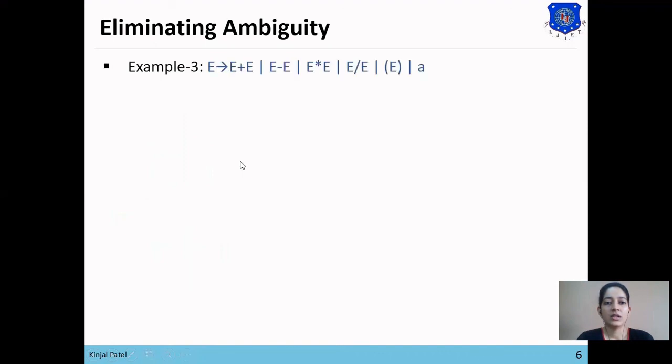Now third example. So in third example, plus, minus, star, division and brackets, 5 operators have been used. Now we already know that plus and minus have same priority and star and division have also same priority. So the plus and minus should be at the first level. The operator with the same priority will be at same level.